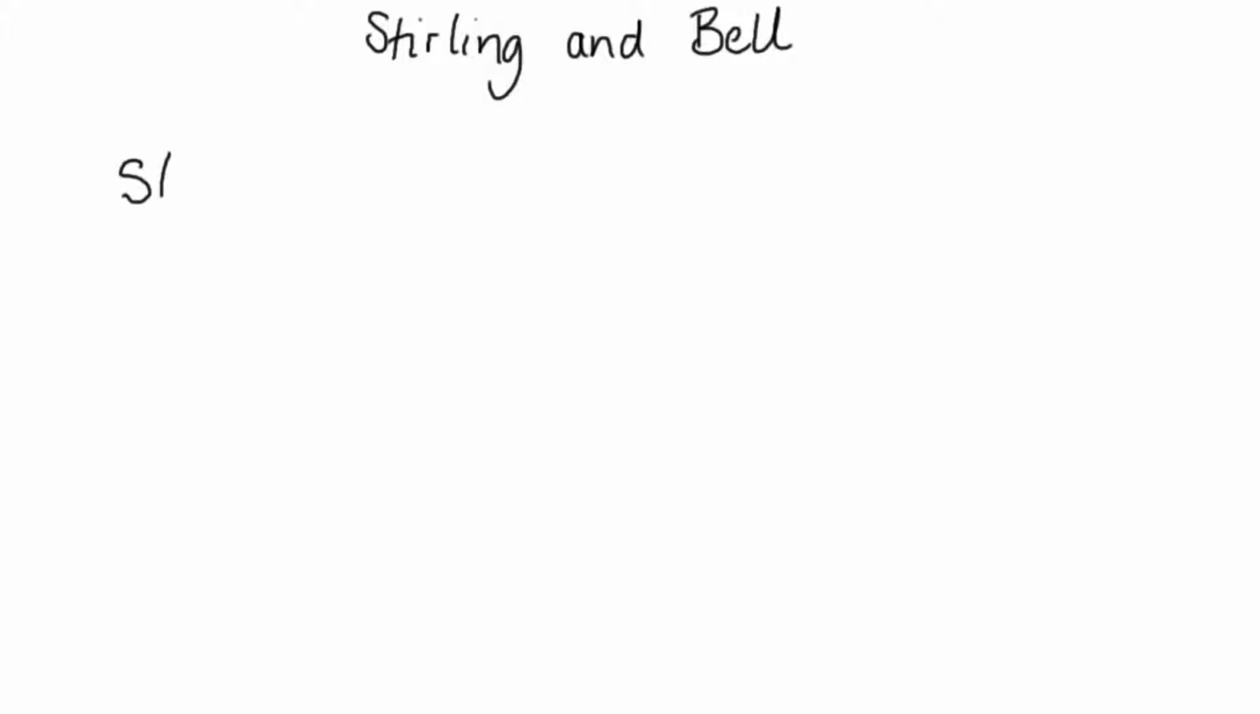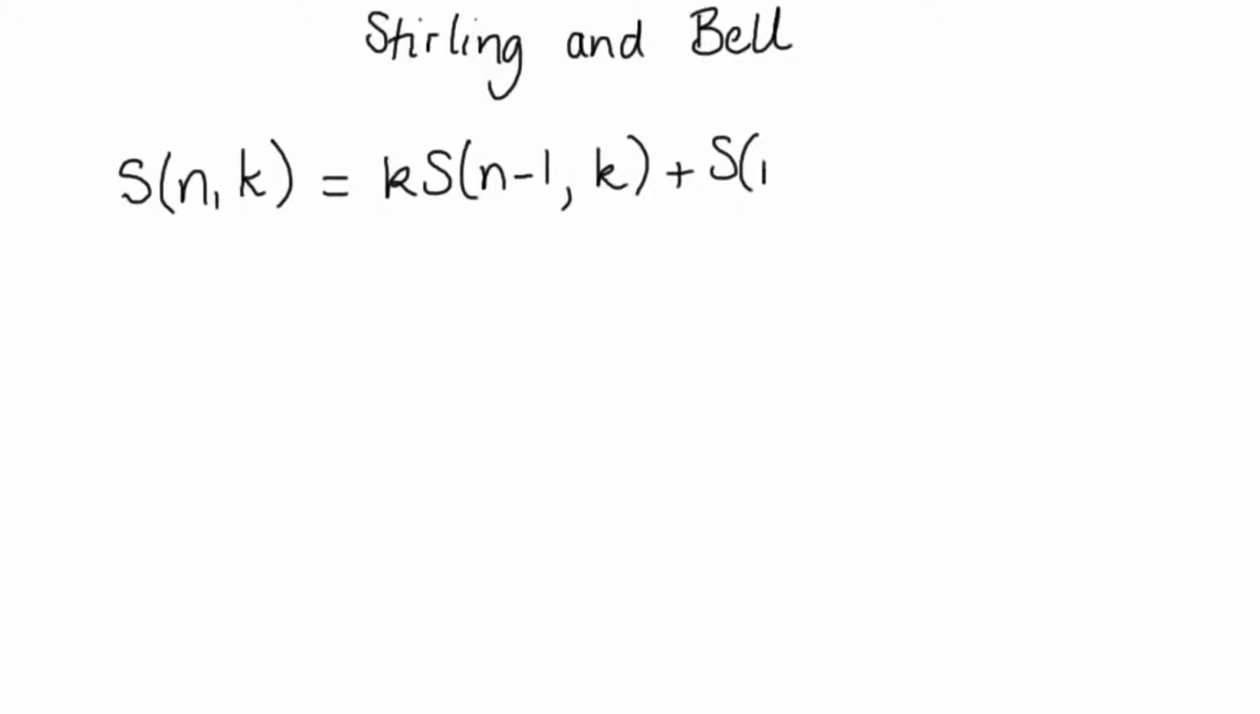This question is simply crying out for recursion. We're given a recursive formula for the Stirling numbers, which is S(n, k) = k times S(n-1, k) plus S(n-1, k-1). What we need to think about though is the base case, which isn't given. So when do we stop?